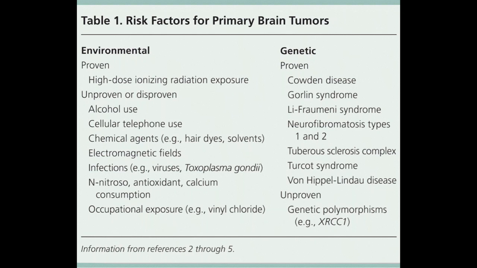Family history of brain tumors. A small portion of brain tumors occurs in people with a family history of brain tumors or a family history of genetic syndrome that increases the risk of brain tumors.